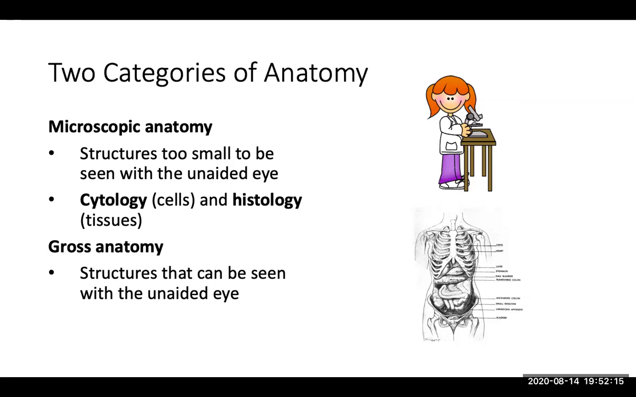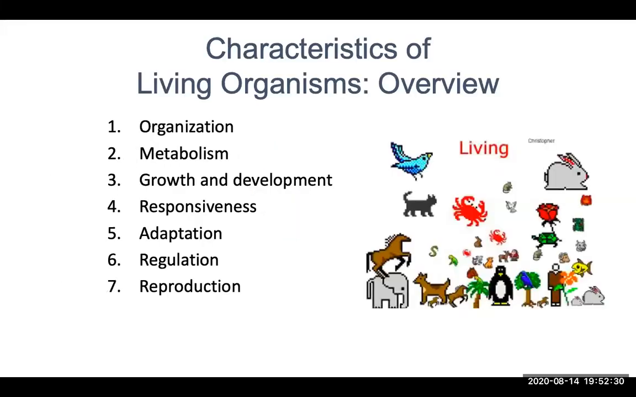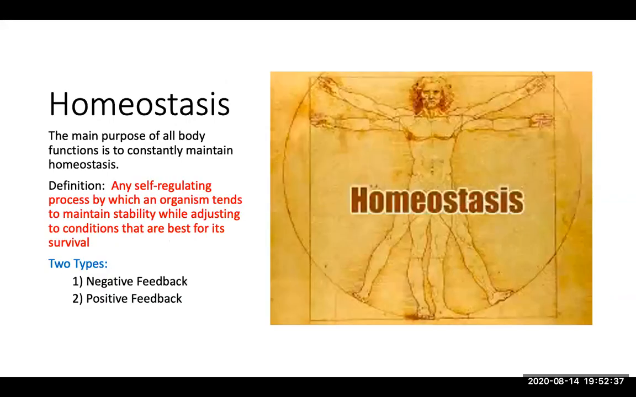Gross anatomy are structures that can be seen with the unaided eye. This is the structural organization of the body, beginning at atoms and moving up through organization. Your textbook and Connect will take you through this structural organization, which you guys should know. These are characteristics of all living things. An overview, I'll let you read through these on your own. You should know this too.